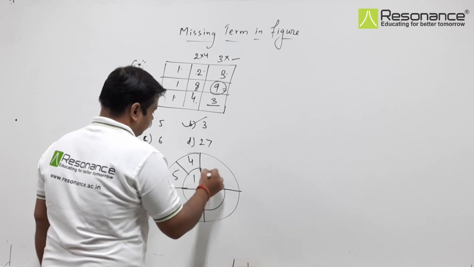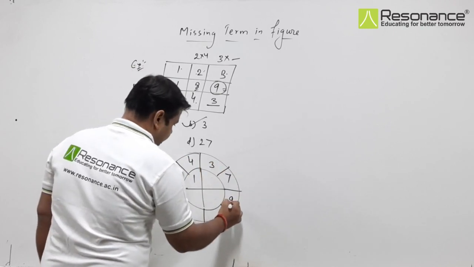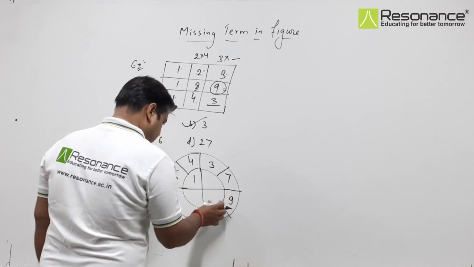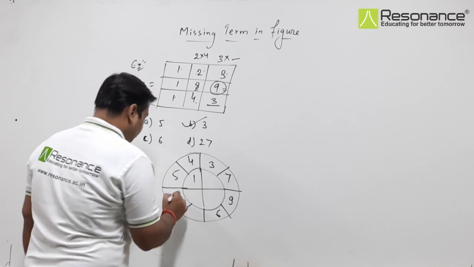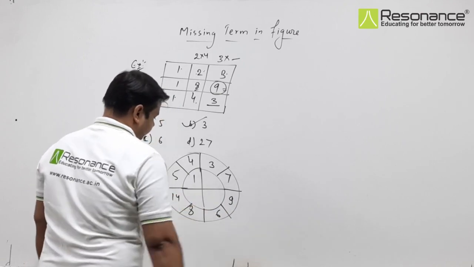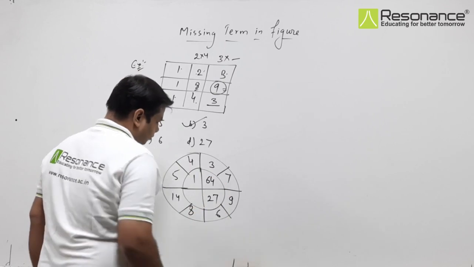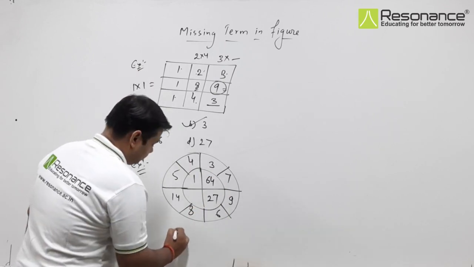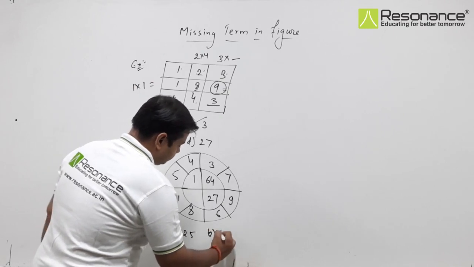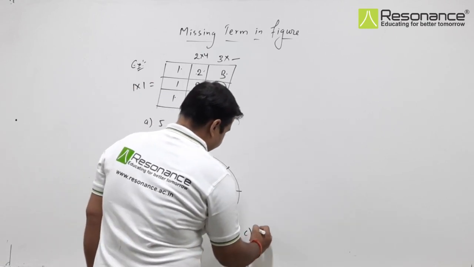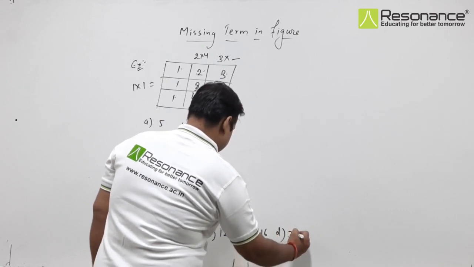Five, 4, 3, 7, 9, 6, 14, 8, 164, 27. The options are 25, 125, 216, 342.